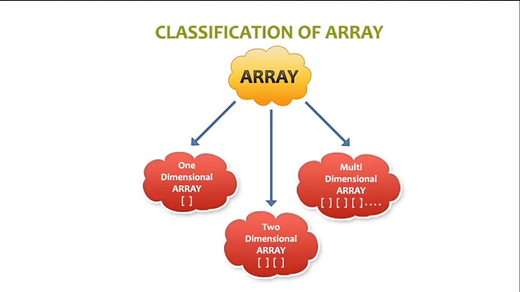So, as we all know, these are the three classifications of array. Array is classified into one-dimensional array, two-dimensional array, and multi-dimensional array. One-dimensional array is already done. We have seen different operations of one-dimensional array also. Now let us just glance at what is two-dimensional array and multi-dimensional array.